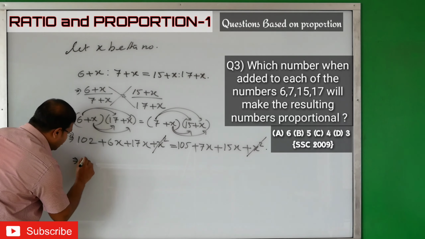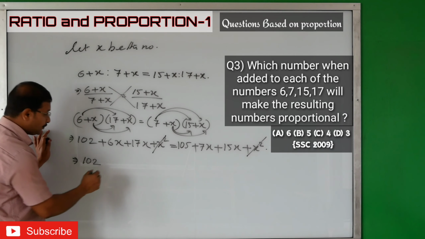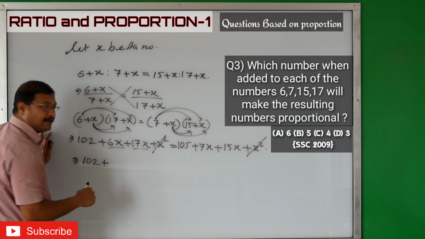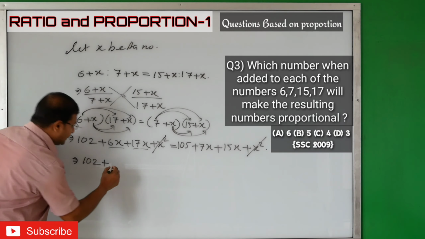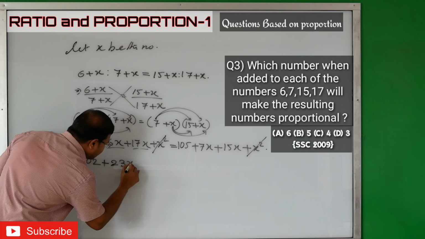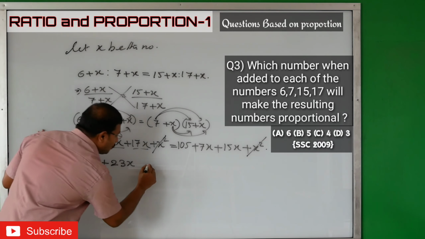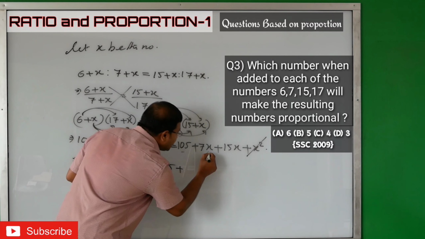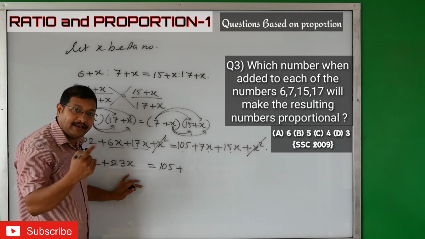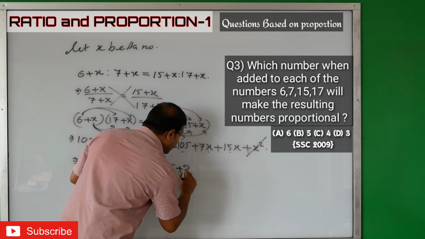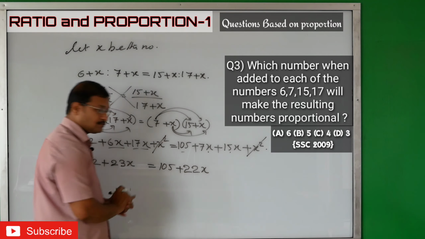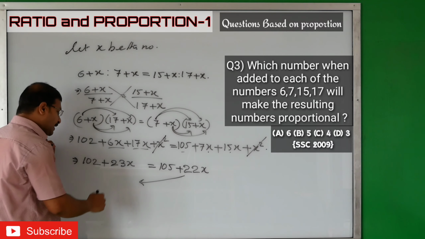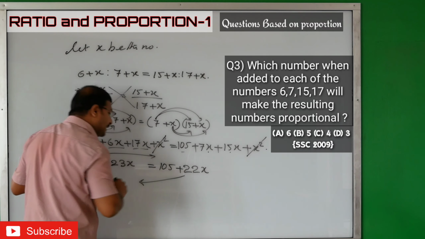Ready? This implies 102 plus 6x plus 17x. 6 plus 17, that is 23x, equals 105 plus 7x plus 15x. 7x plus 15x, that is 22x. Ready? Now this 22x will carry to this side and this 102 will carry to the right side.